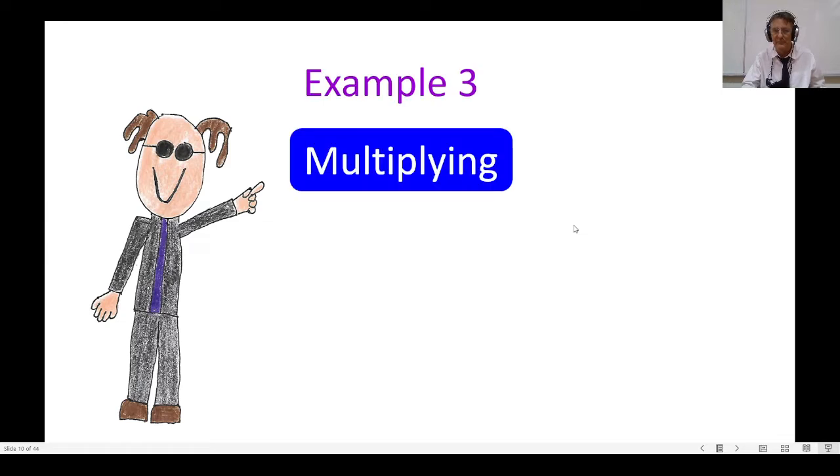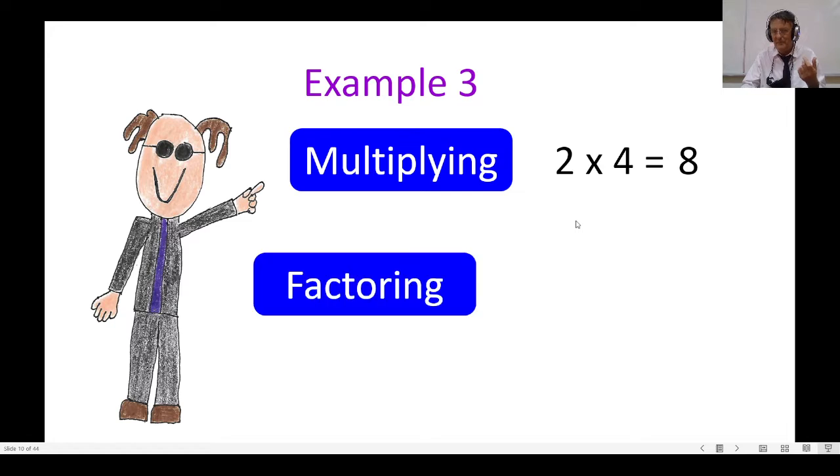Example 3. Multiplying: 2 times 4 equals 8, of course. Factoring. Go on, have a guess. 8 equals 2 times 4. So easy. It is the exact opposite of multiplying.